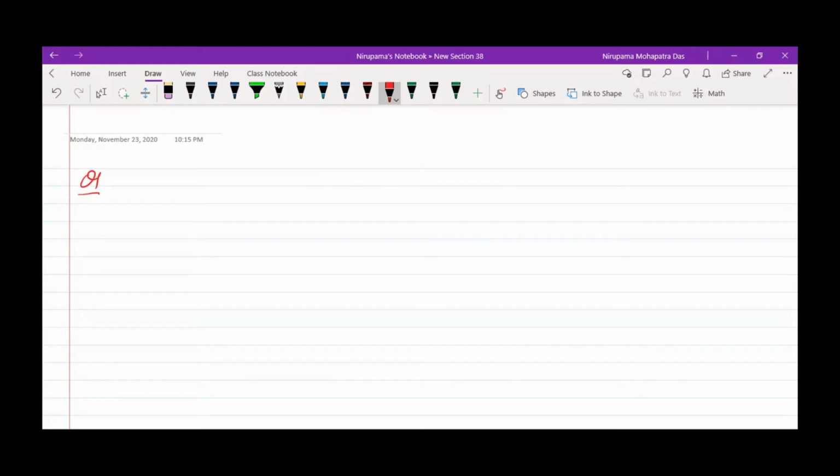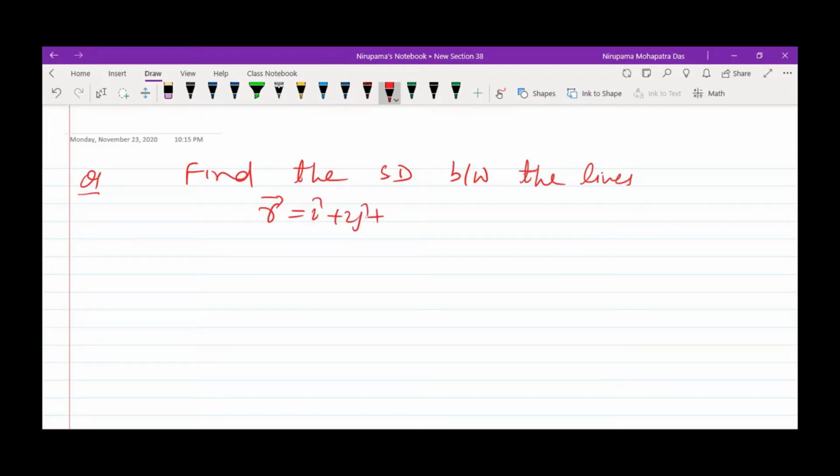Okay, find the shortest distance between the lines r equal to i plus 2j plus k plus lambda times (i minus j plus k).